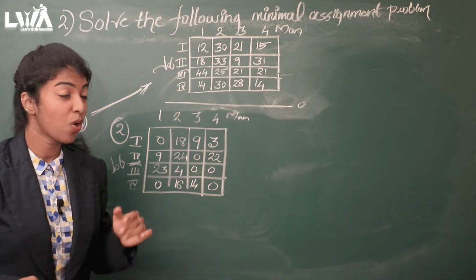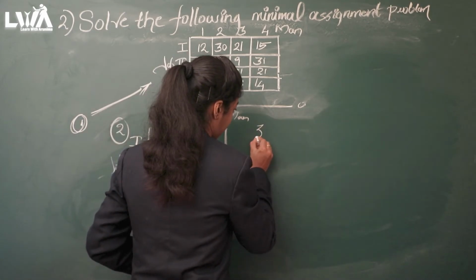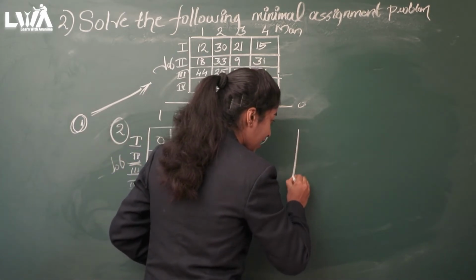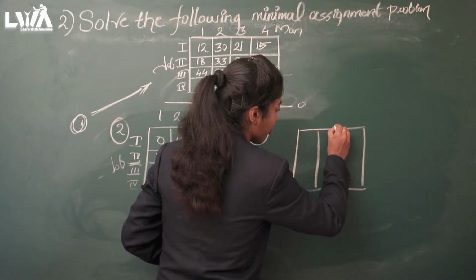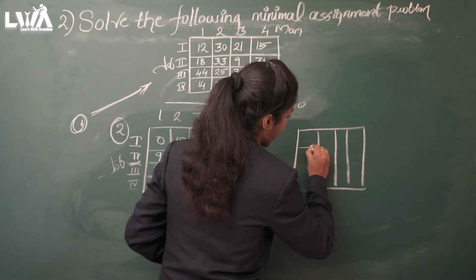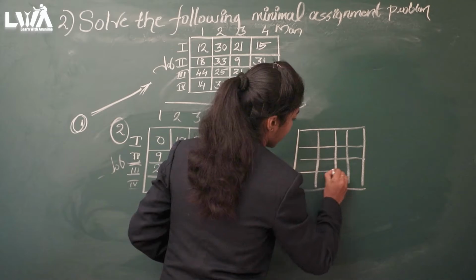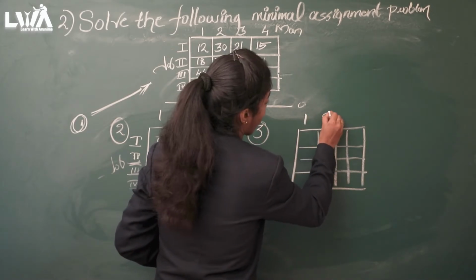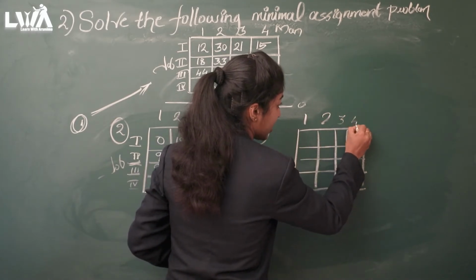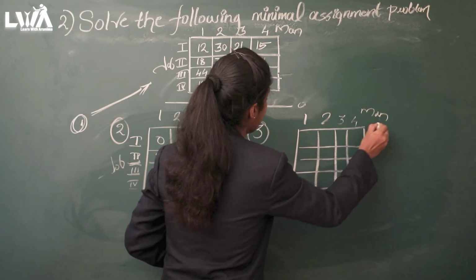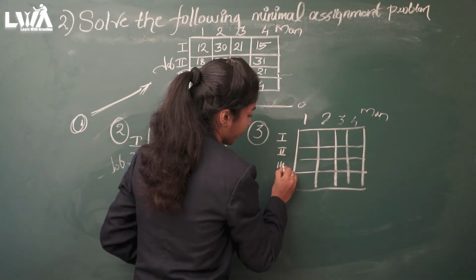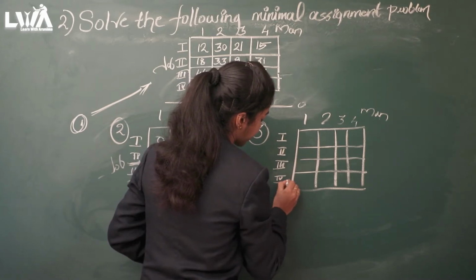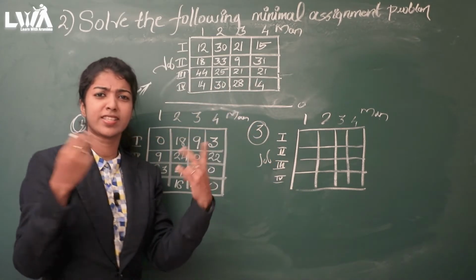Now let's look at what is the third step. We can redraw the matrix. It is a 4 into 4 matrix. We can write all the concerned factors. Here it is man and here it is job. Okay. What is the third step?